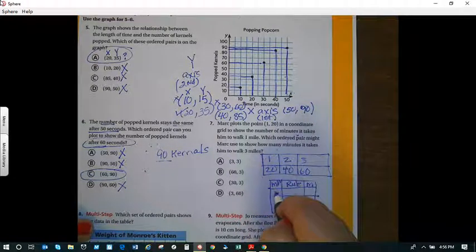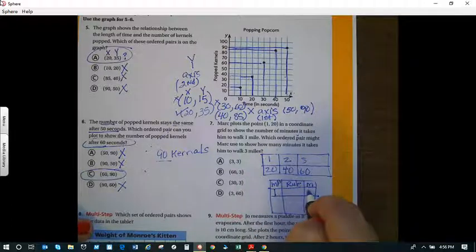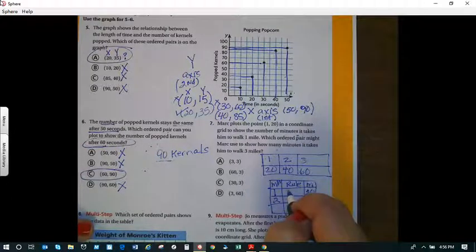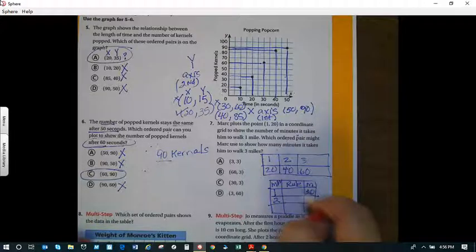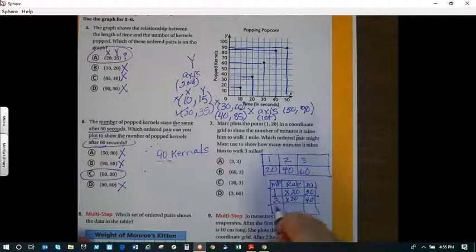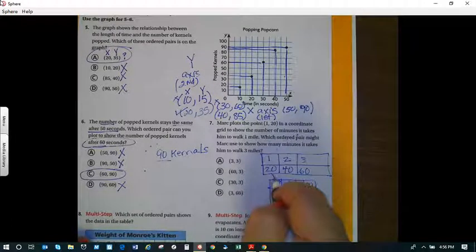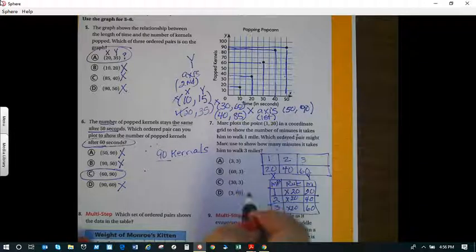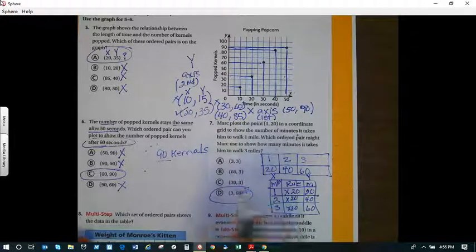So here it's 1, and then the minutes would be the 20. 2, so how did we get from 1 to 20? Well, we couldn't add 19. That doesn't make any sense. So I multiplied it by 20. 2 times 20 equals 40. 3 times 20 equals 60. So here, this is my X and this is my Y. And so the best answer would be 3.